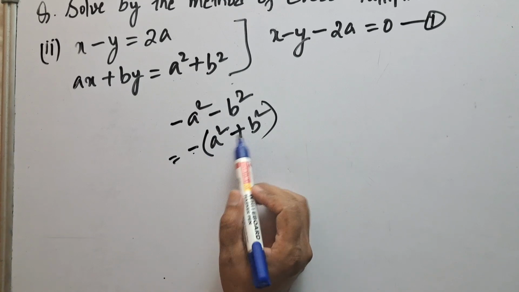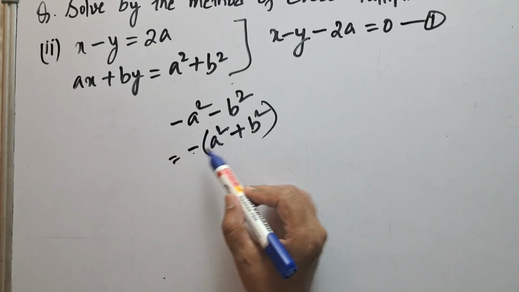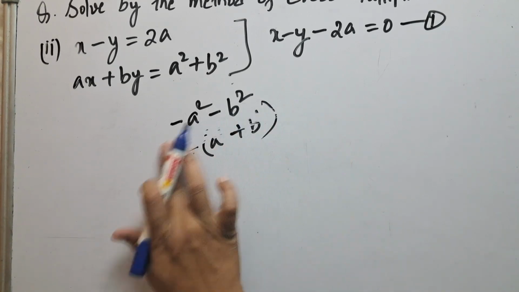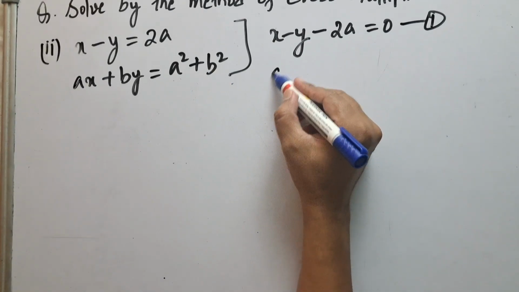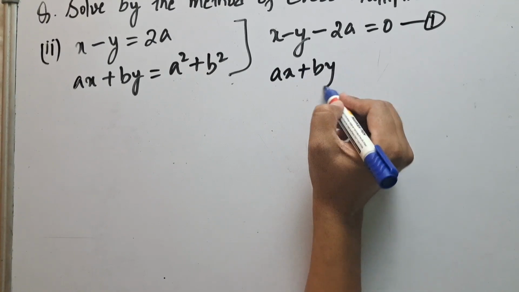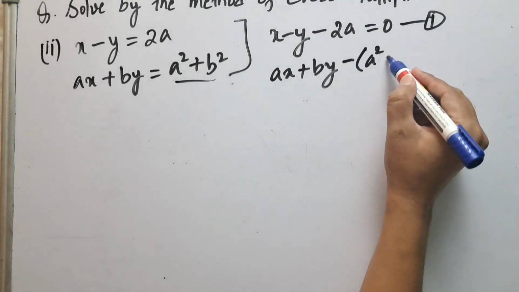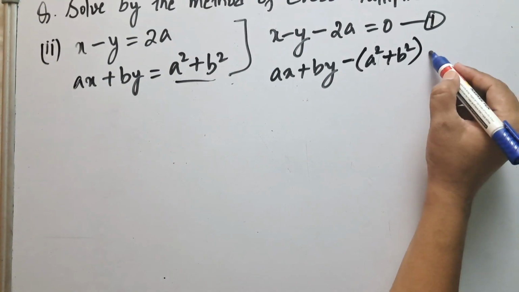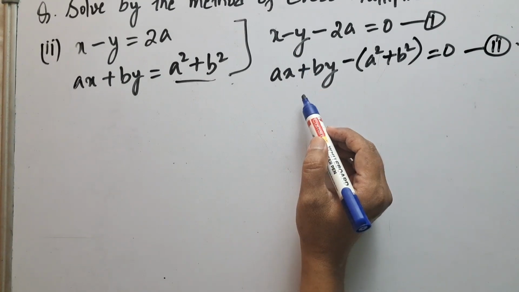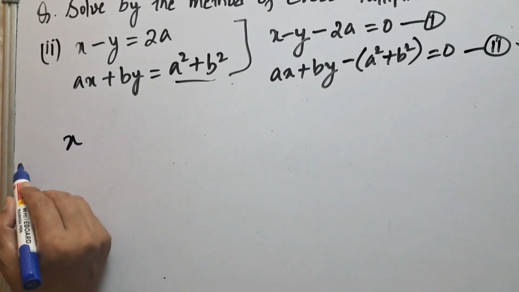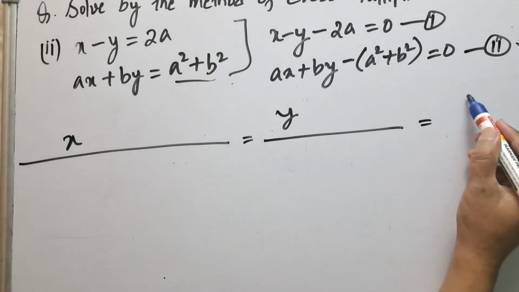When we multiply these numbers with minus sign, we must get these numbers. Okay, so minus into plus a square is minus a square, minus into plus b square is minus b square. So this is satisfied, isn't it? I hope we got this. Now let's rewrite equation 2 as well. Ax plus by, so we bring this whole number to the left hand side. Okay, minus a square plus b square equal to 0. This is equation 2, isn't it? So let's solve equation 1 and 2 by the method of cross multiplication. Okay, so this is x upon equal to y upon equal to 1 upon.